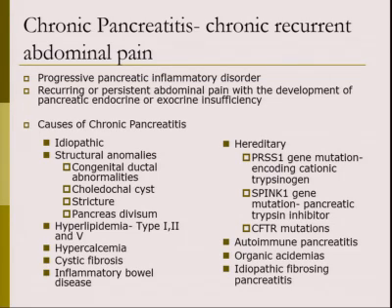The causes of chronic pancreatitis are similar to those that we discussed on the previous slide, but again include the category of idiopathic, some structural abnormalities, the presence of strictures within the pancreatic duct, also hyperlipidemias type 1, 2, and 5. Hypercalcemia, cystic fibrosis, and inflammatory bowel disease are also associated with chronic pancreatitis.